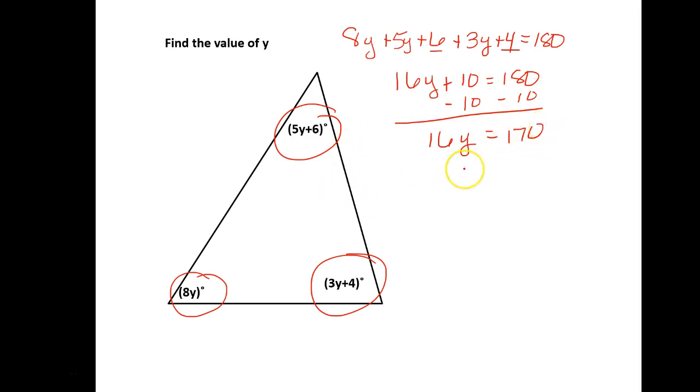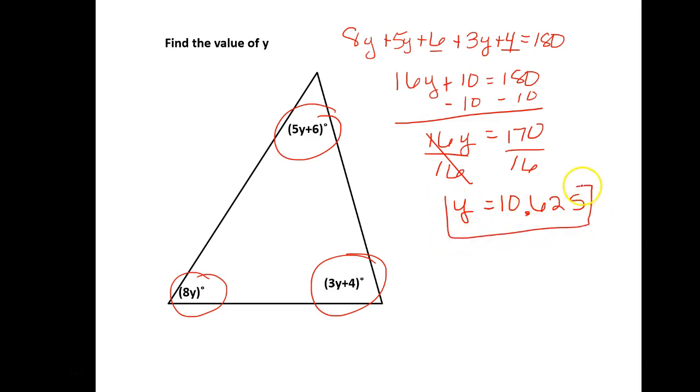I then divide both sides by 16. They cancel, and y is going to equal 10.625. Sometimes you won't get a whole number, but as long as you know what you're doing, your answer is correct. So if you were to plug y back in, you should be able to add these three angles up and get 180 degrees. Give that a try.